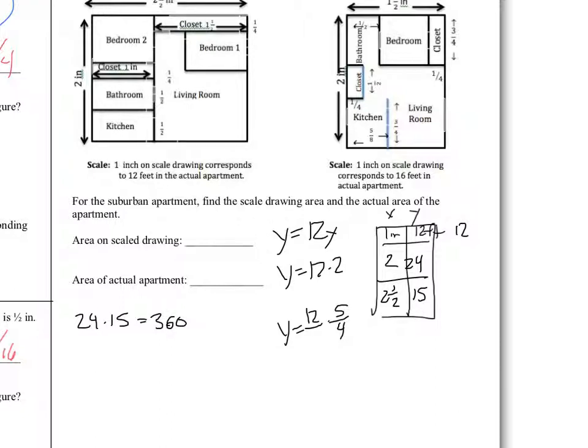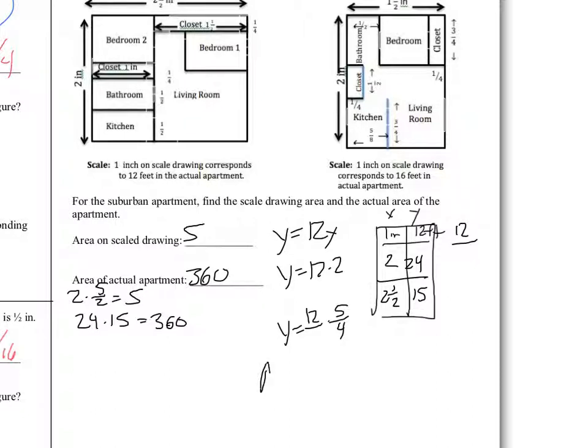And we'd have to find the original area. The area on the scale drawing would be 2 times 5 over 2, which would be equal to 5. So 5 and 360. But there's an alternative way that we could do this. We see that the scale ratio here is 12, so we can use what we know. 12 times 12 is 144.